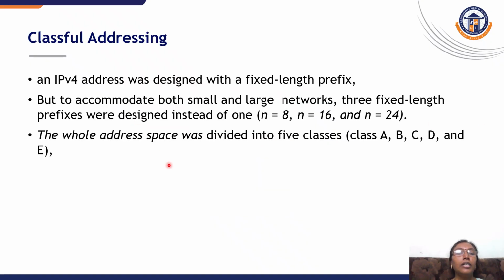Classful addressing. IPv4 addressing is further divided into classful addressing as well as classless addressing. An IPv4 address was designed with a fixed length prefix, n is equal to 8, n is equal to 16, n is equal to 24. And the whole address space was divided into 5 classes, class A, B, C, D and E.